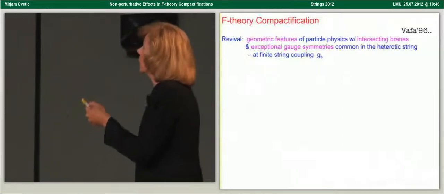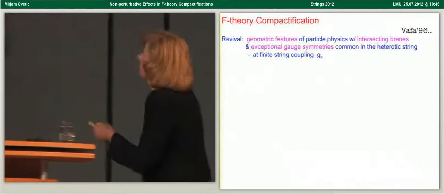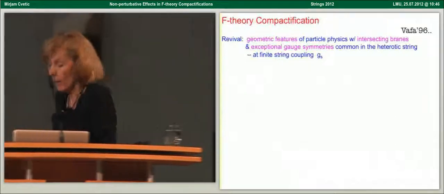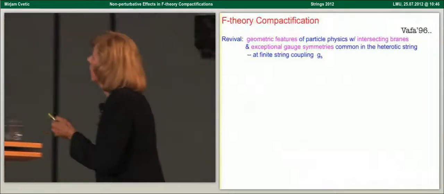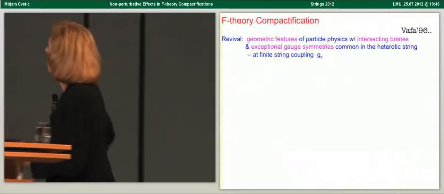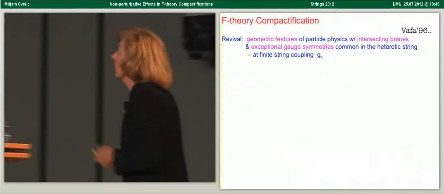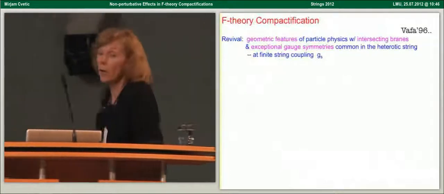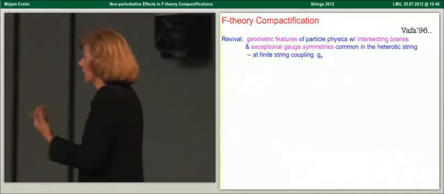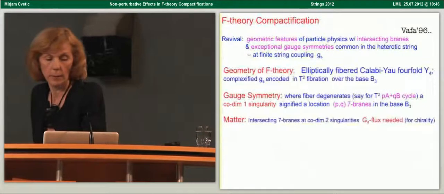Let me now turn directly to F-theory compactification, as Angel mentioned. We have seen a major revival in the study of F-theory compactification, primarily motivated by the fact that it actually combines and unifies the geometric features of particle physics that we can derive from the intersecting brane picture, along with exceptional gauge symmetries, and thus allows us to have more realistic Yukawa coupling structures in this context.